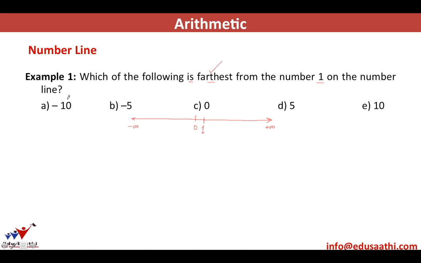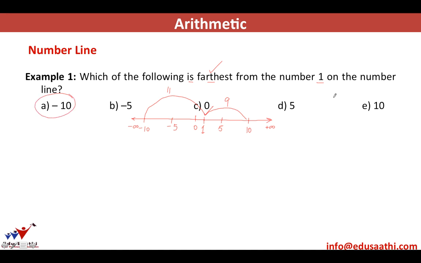So what I'll do is I'll just look at these numbers. Any number on the right hand side that I'll plot would be positive. So what are the numbers that I have? I have 5, I have 10. And any number on the left hand side, so it'll be minus 5 on this side and minus 10 on this side. Now farthest is not asking me positive or negative, it is asking me farthest. That means the distance between 1 and that number has to be the greatest. Now if I look at 1 and 10, the distance is 9 units, whereas 1 and minus 10, the distance is 11 units. So my answer would be option number A.